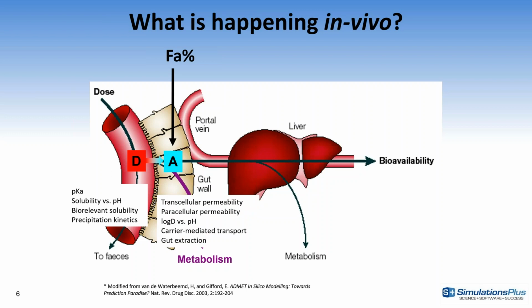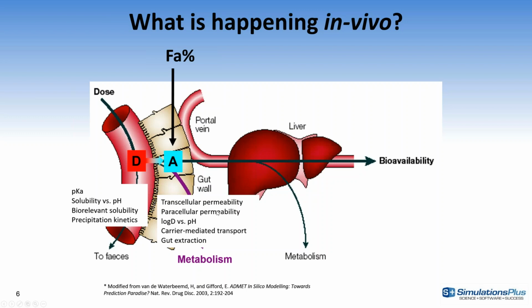To enter the gut wall, it's important to look at transcellular permeability. This is the compound going in one side of the cell and coming out of the other side of the cell. Very small molecules can absorb between the cells. They don't go in the cells, they actually go in between the cells. This is called paracellular permeability and occurs for small molecules. That's also incorporated into GastroPlus.